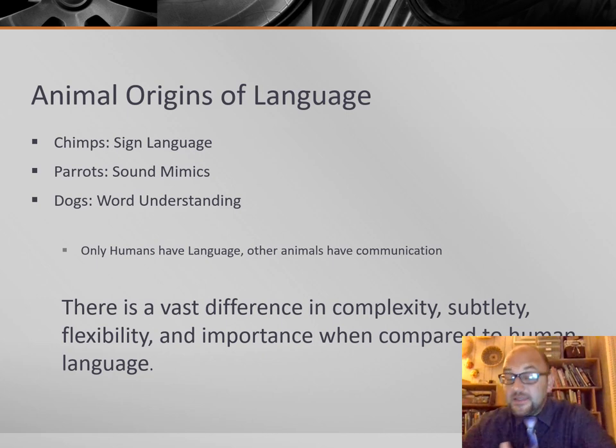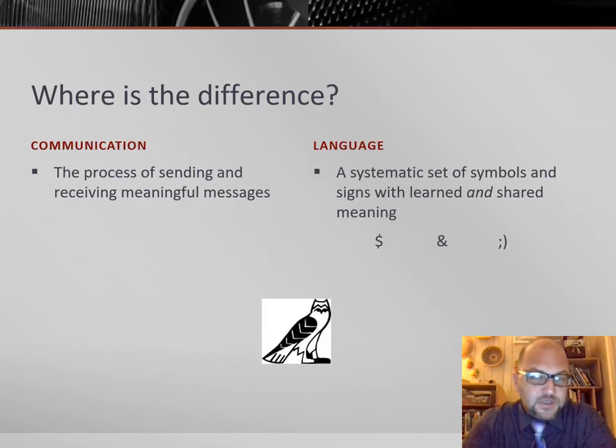And so there is a difference. There is a difference, certainly, in the complexity of how we communicate compared to animals, though I'm still rather uncomfortable saying that what they have is not language. So I keep saying communication and language, and we ought to really talk about what that actually means. Communication is the process of sending and receiving meaningful messages. Okay, so it is communicating things.